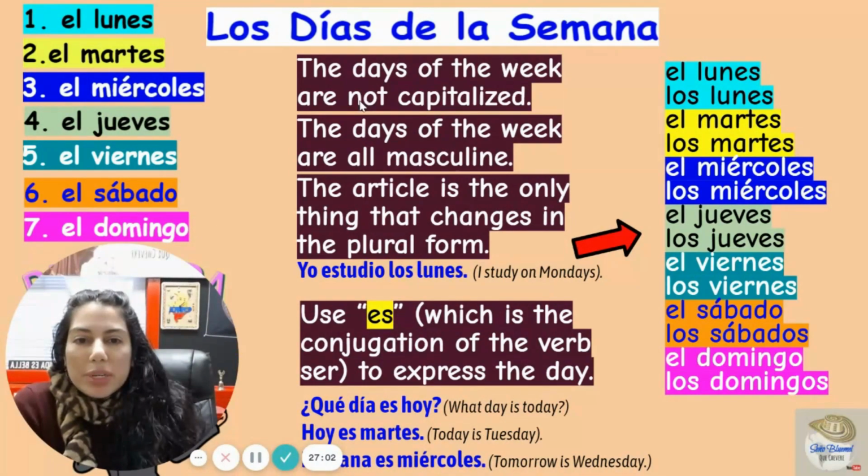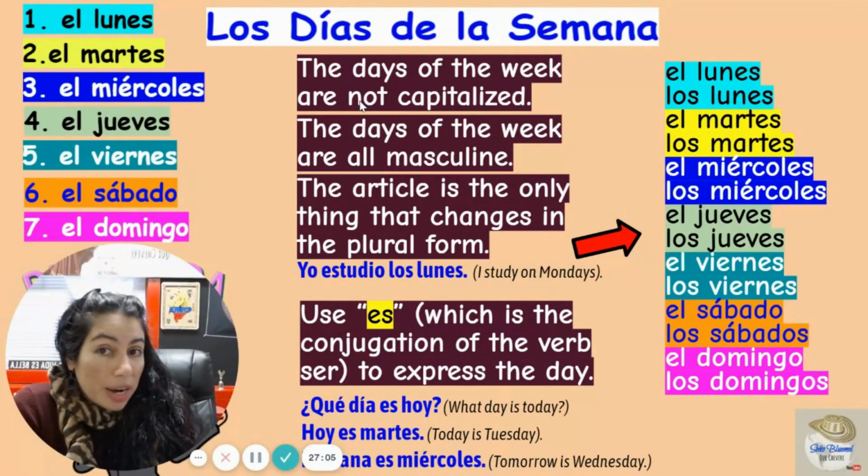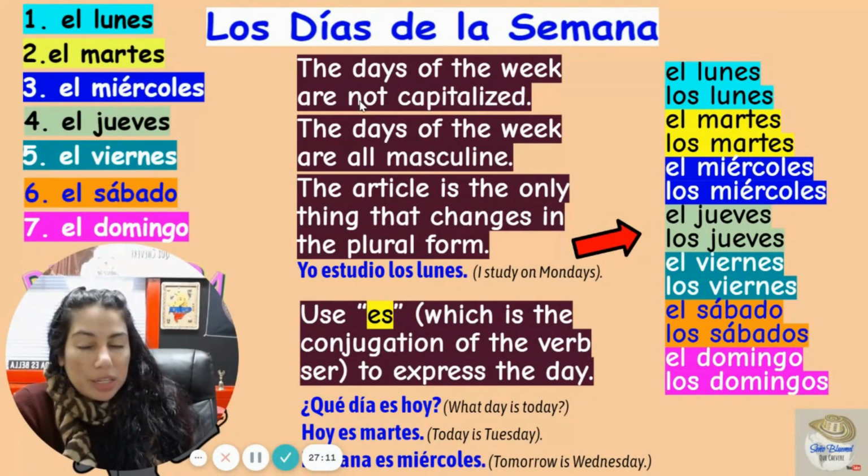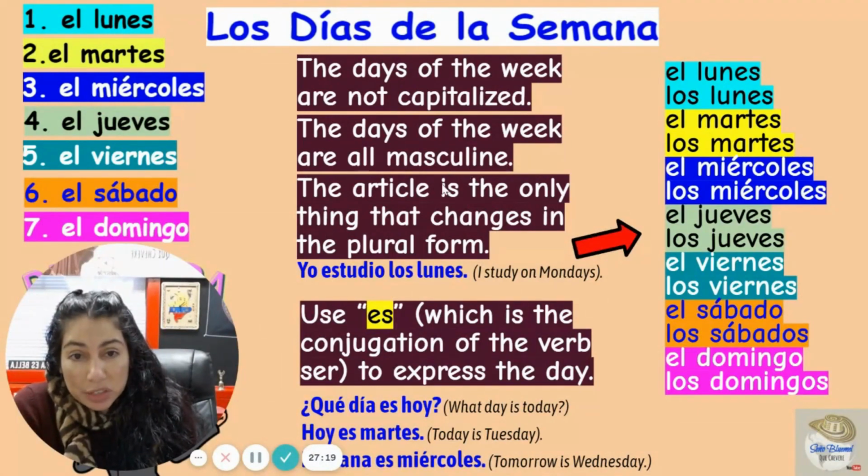So the days of the week in Spanish are not capitalized, unlike English. And I know that's kind of weird when you're writing, because you feel like it's bad grammar that you need to capitalize, but we don't. So you don't need to capitalize. The days of the week are all masculine in Spanish. So notice that it's el. All of them are masculine.